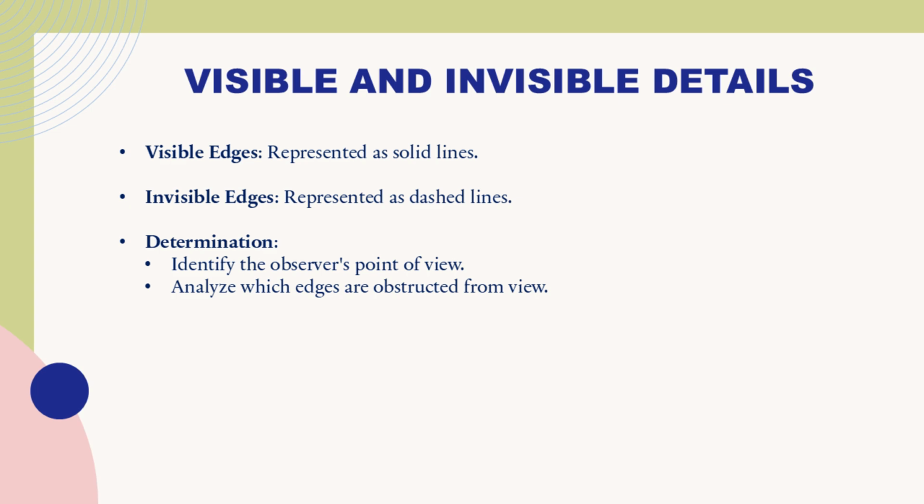Understanding the nuances of visible and invisible edges is crucial in technical drawing. Visible edges are represented by solid lines, while invisible edges use dashed lines. The key is to identify the observer's point of view carefully. Analysts must determine which edges would be obstructed from view. This attention to detail ensures a comprehensive and accurate representation.